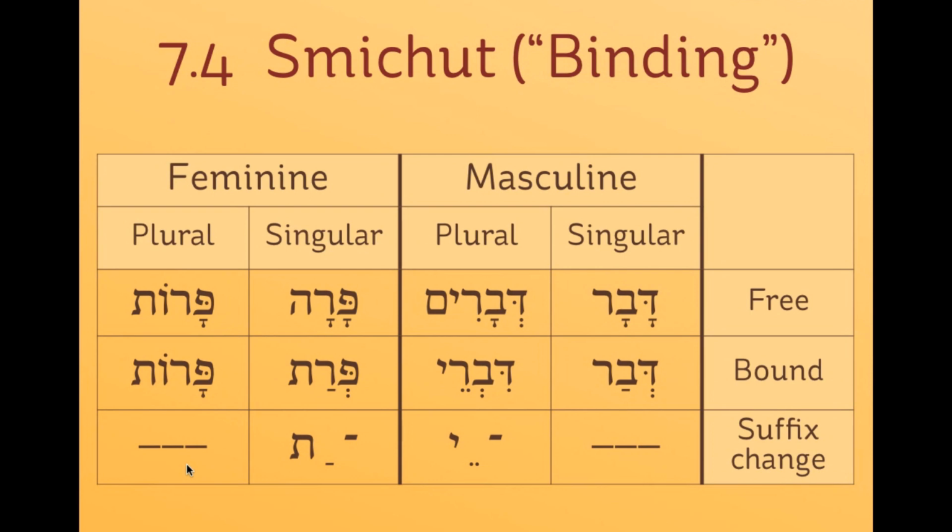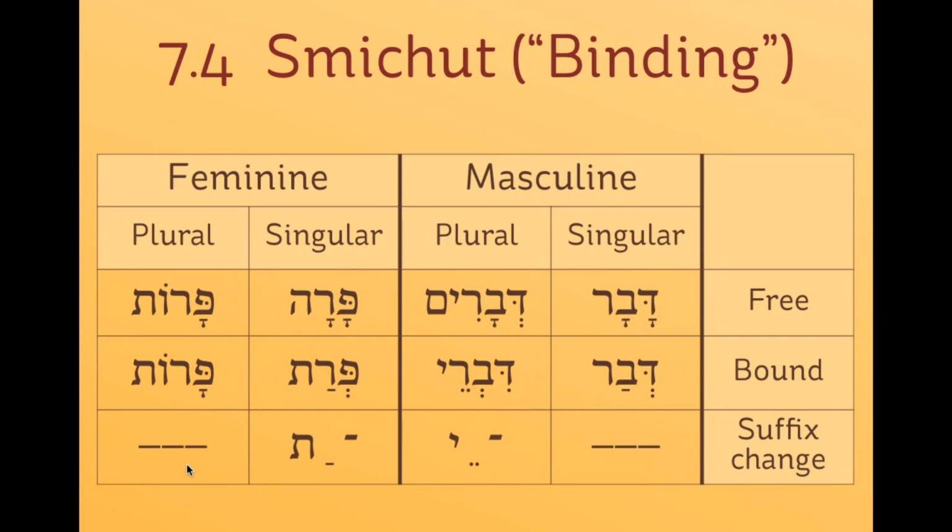So it can seem complex. Like, how do I know if a word is in its regular flashcard form or a bound word that forms a smichut? Seems complex, but now let me make it super simple.